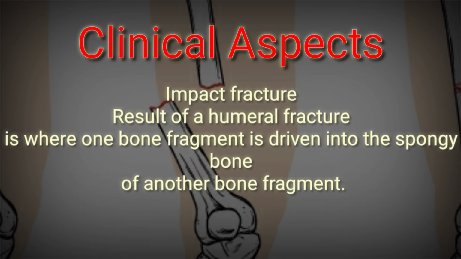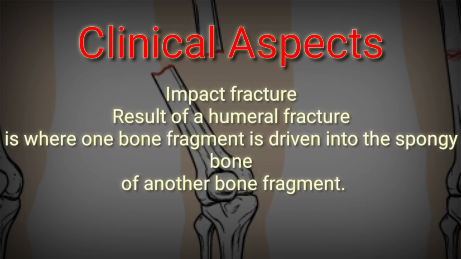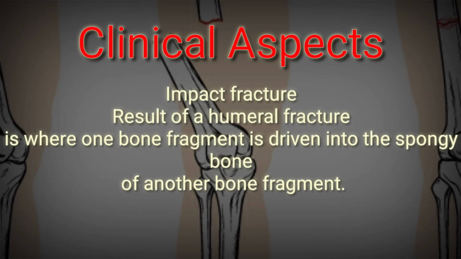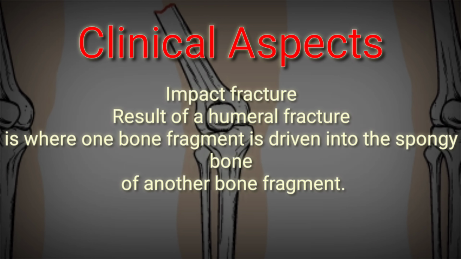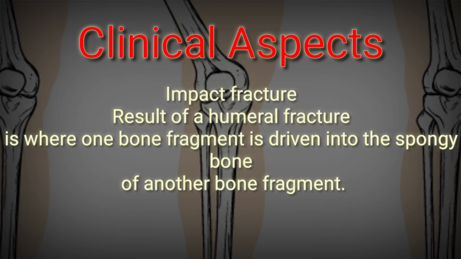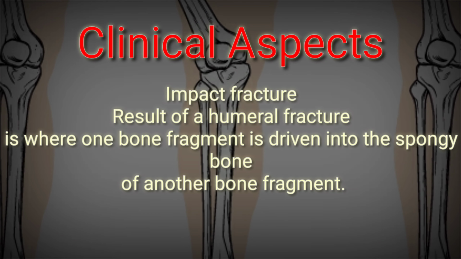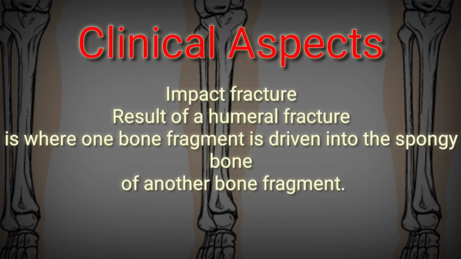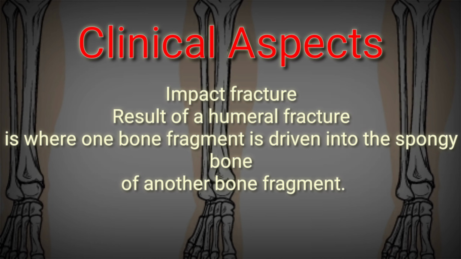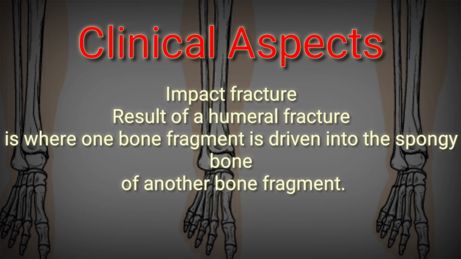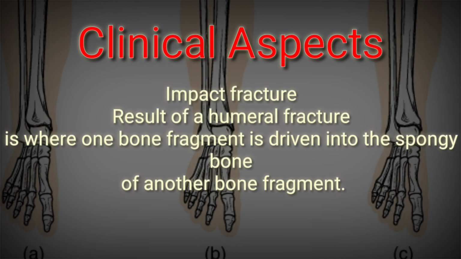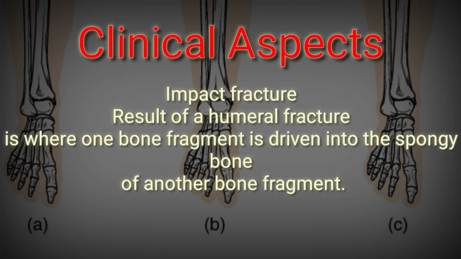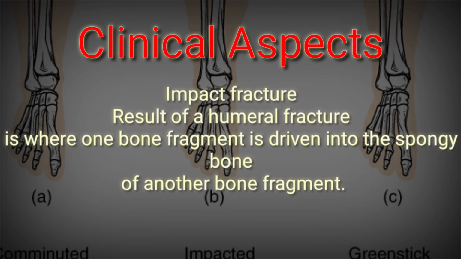Clinical aspects. Locations. Fractures of the humerus are relatively common and can occur at any location on the humerus. At the proximal end, most fractures are located at the surgical neck and are most common in elderly, especially those with osteoporosis. Impact fracture. An impact fracture, often the result of a humeral fracture, is where one bone fragment is driven into the spongy bone of another bone fragment.